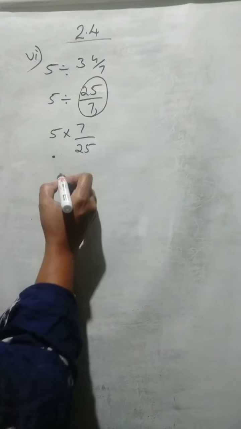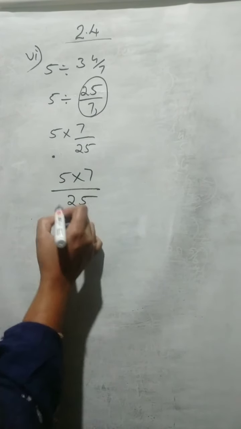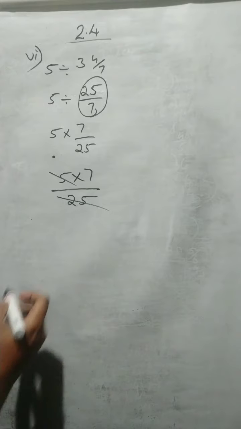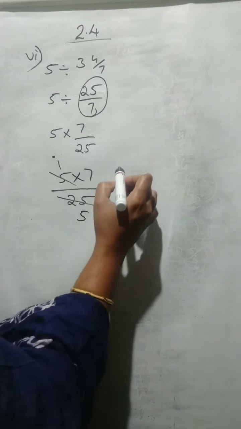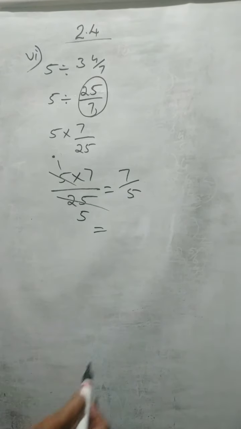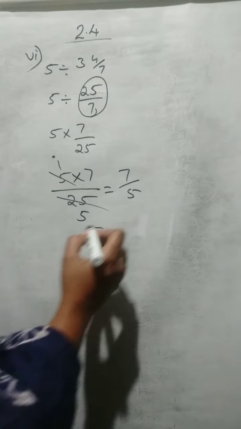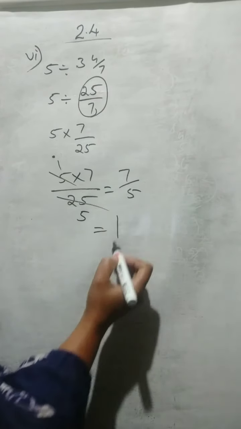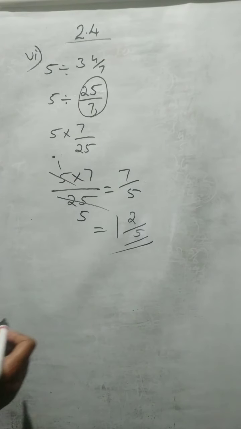Next, that is 5 times 7 divided by 25. Then 5/25 we can cut by 5 itself. 1 5 is 5. 5 5s are 25. So 7/5. Here the denominator is smaller than the numerator. So what can we do? We can convert this into an improper fraction. 1 5 is there in 7, 2 remainder. Okay. Then 5 will be the denominator itself.